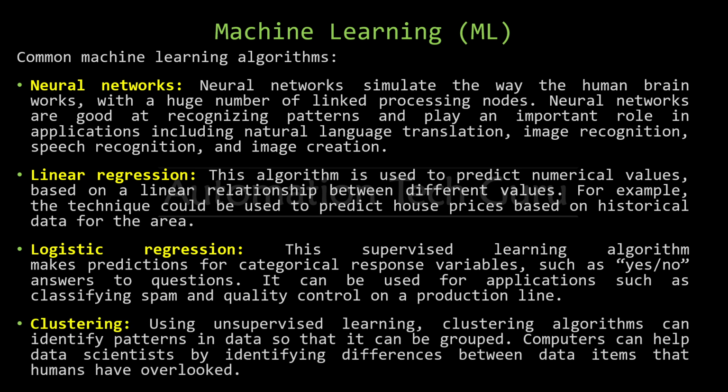Clustering. Using unsupervised learning, clustering algorithms can identify patterns in data so that it can be grouped. Computers can help data scientists by identifying differences between data items that humans have overlooked.